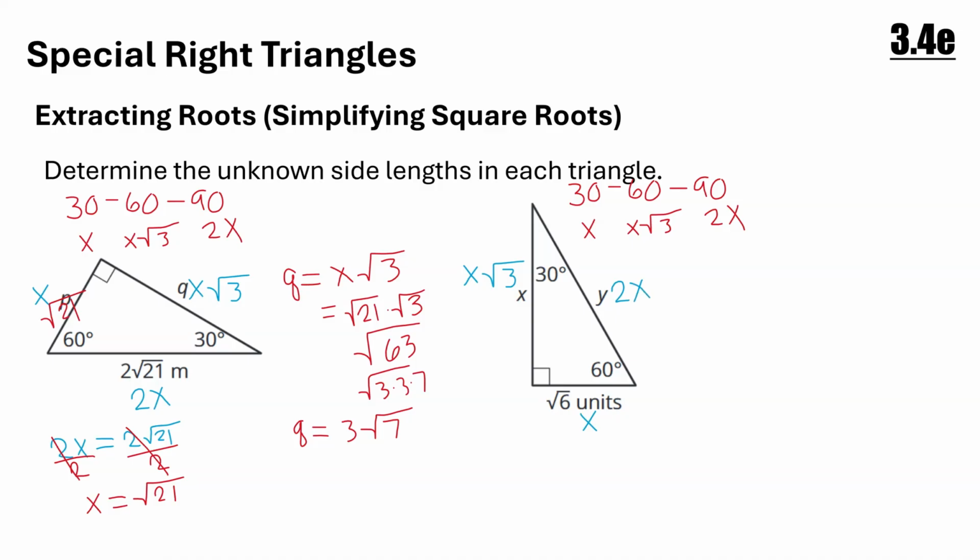X will be the square root of 6 times the square root of 3. This will be equal to the square root of 18, which is the square root of 3 times 3 times 2. One pair of 3's can be extracted, making the expression become 3 times the square root of 2. Since y equals 2x, y will be equal to 2 times the square root of 6. Therefore, y equals 2 times the square root of 6.